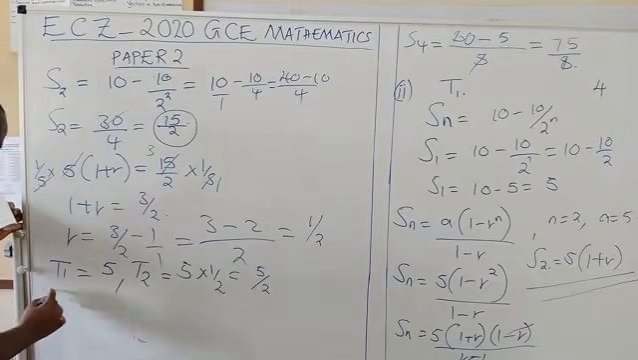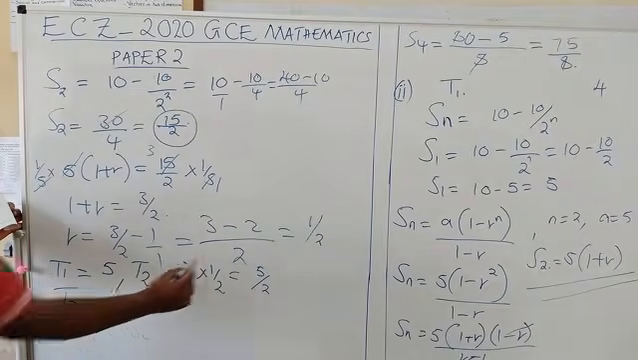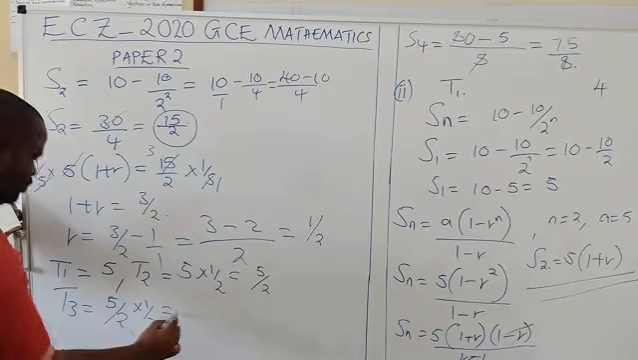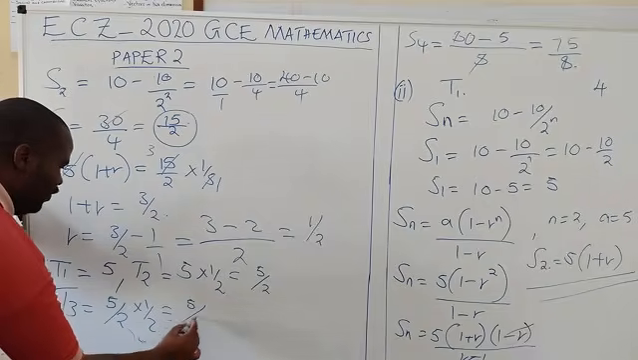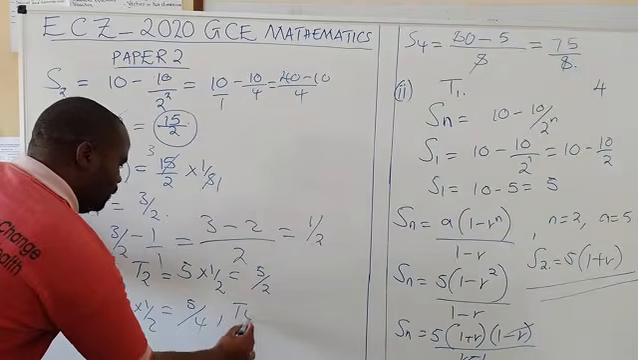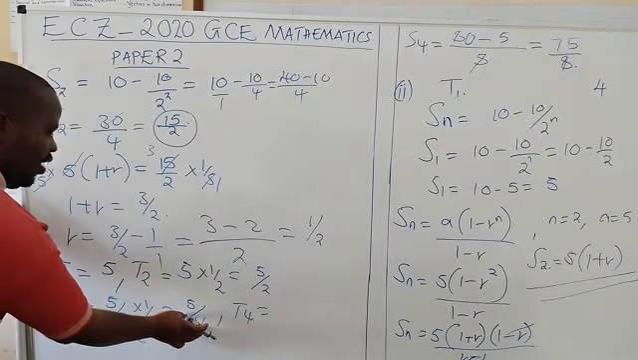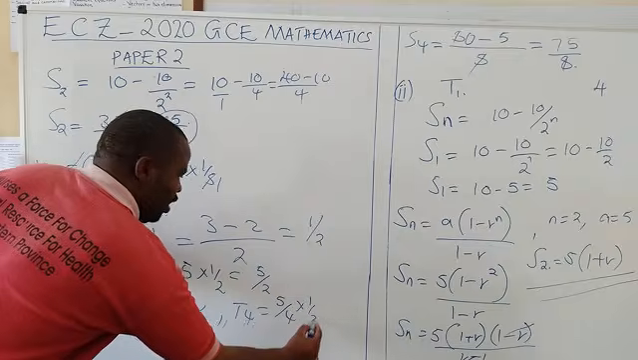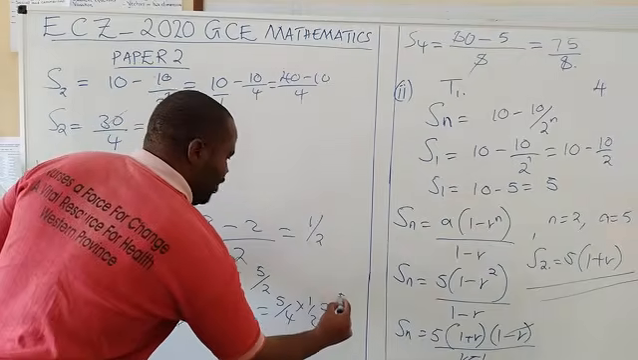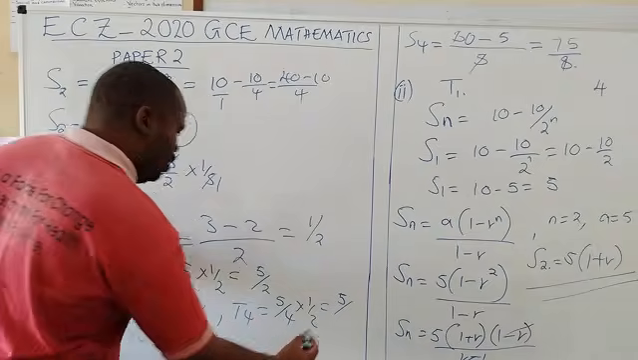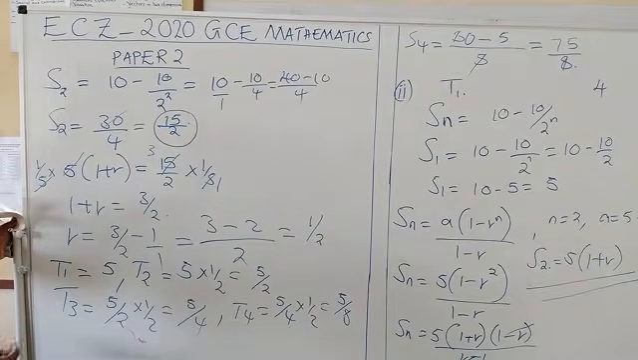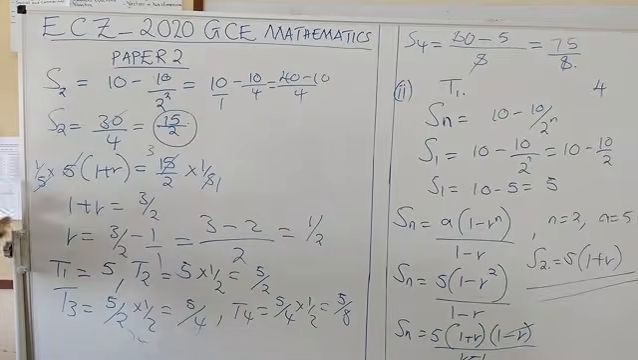The third term, T3, is equal to the second term by this, so 5 over 2 by 1 over 2. When you multiply, you get 5 over 4. The fourth term, T4, is equal to the third term by the common ratio. So you have 5 over 4 by 1 over 2, and when you multiply this, you have got 5 over 8. So it simply means that this GP has the following terms. Alright, take note.